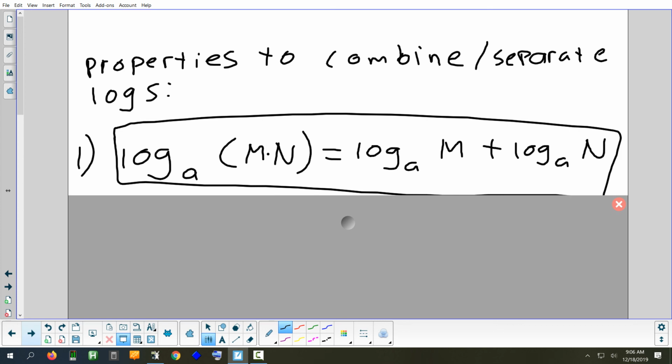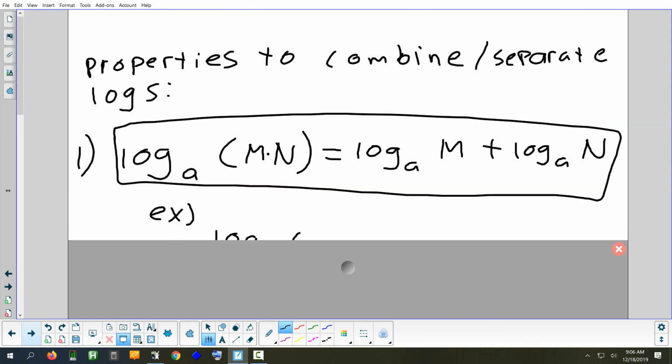What's important is that when you split it, the base that you started with is exactly the same as the base that you end with. The base stays the same all the way through the problem. The first argument to your log is the first thing you are multiplying. The second argument to your log is the second factor, the second thing you are multiplying.